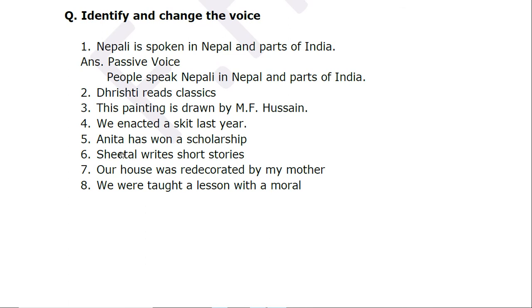Okay. We enacted a skit. I will give you clues for each one. Now, where is your action? I told you always look out. Enacted. Who did the action? We. It is there before, so it is active. Next one: Anita has won a scholarship. What is the action? Has won. Who won? Anita, before this. So it is active. Sheetal writes short stories. What is the action? Writes. Who writes? Sheetal. Since Sheetal is before the action, it is active.